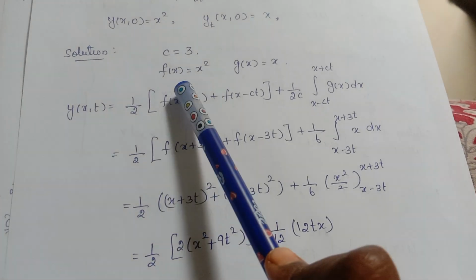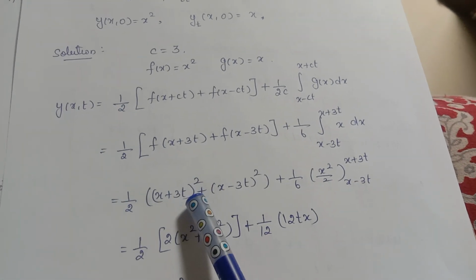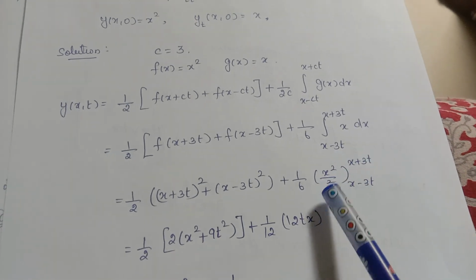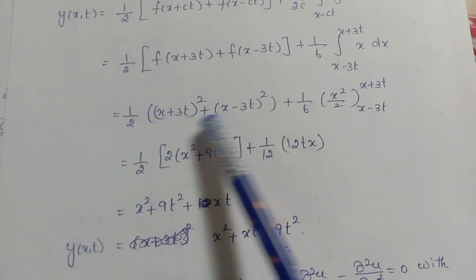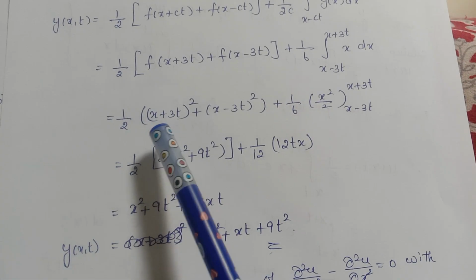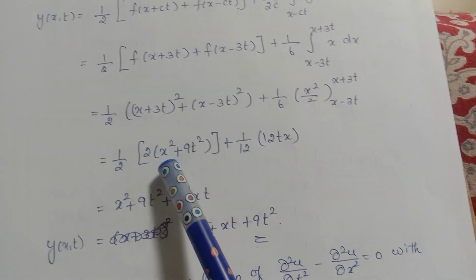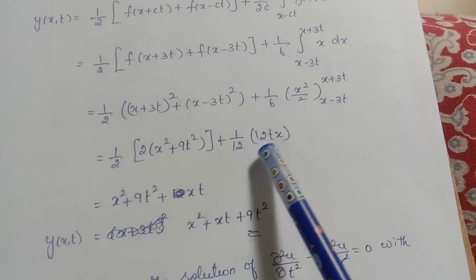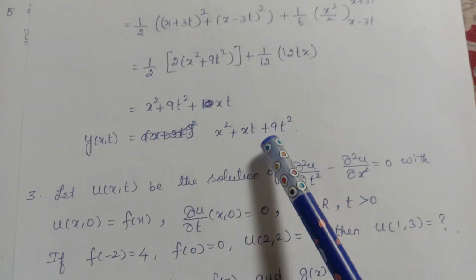But what is f of x? f of x equal to x square. So f of x plus 3t means x plus 3t the whole square plus x minus 3t the whole square plus, just to integrate, x square by 2 within the limit x minus 3t to x plus 3t. So now you simplify this expression. This will be x plus 3t the whole square plus x minus 3t the whole square, so this is 2 into x square plus 9t square, plus here it is simply xt. So therefore the solution is x square plus 9t square plus xt.